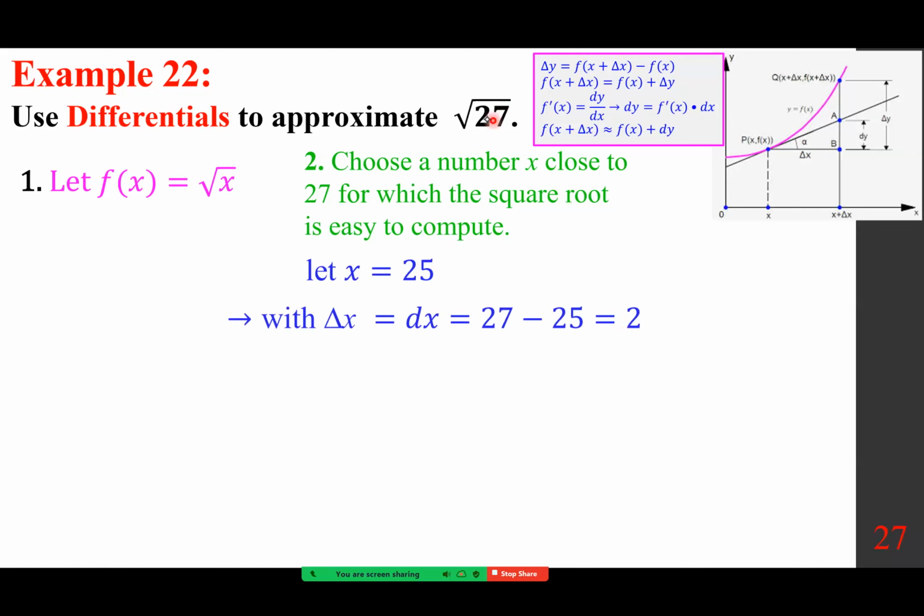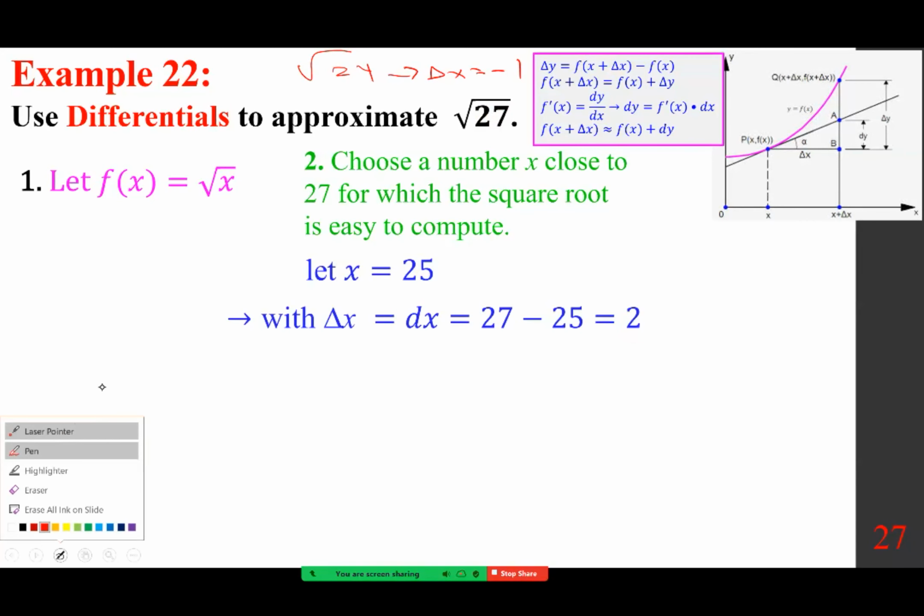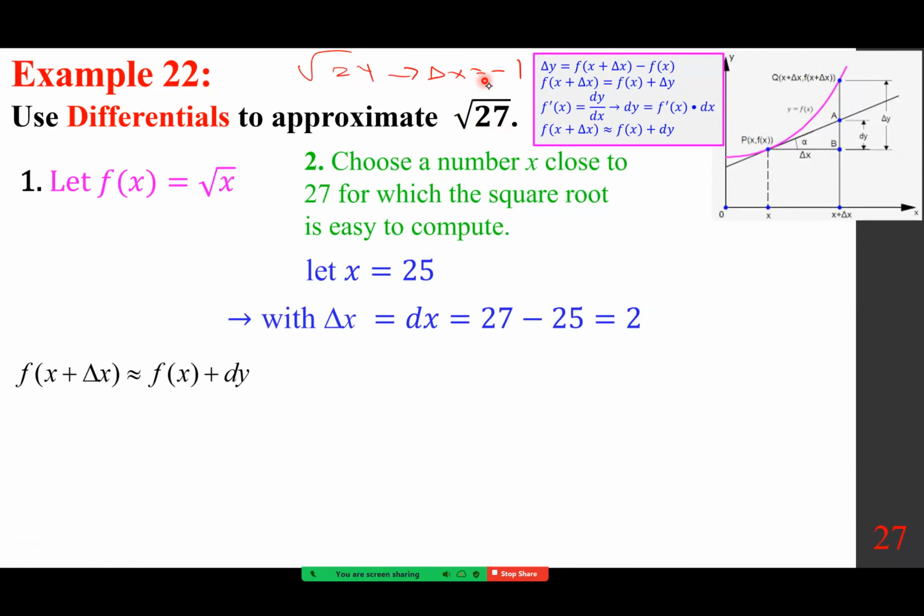Again, if they are asking for, let's say, the square root of 24, please understand delta x or dx is minus 1, okay? Because from 25 to 27 is positive 2, but going to 24 is negative 1. So what we need to do is f of x plus delta x is f of x plus dy, by the approximation, right? So what is f of x? We have it. What is dy? First, let's find f prime of x.